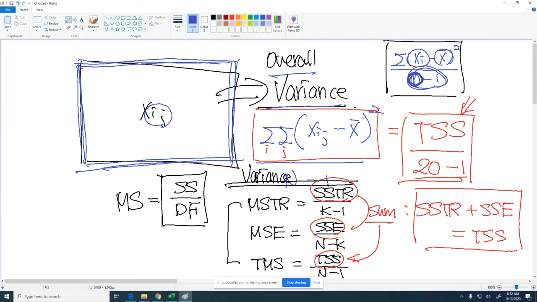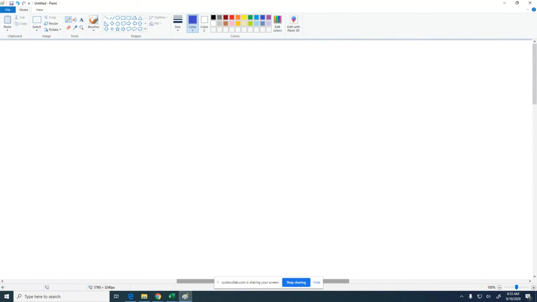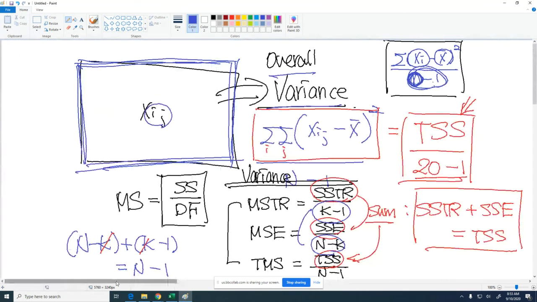Can you add the degree of freedoms? N minus K plus K minus 1. How many? We can cancel out. It will be big N minus 1. Not only the sum of squares, but also the degree of freedoms sum up, that will be same.